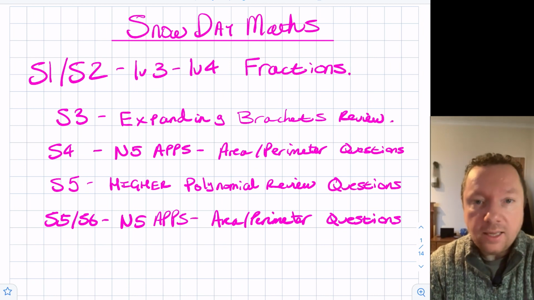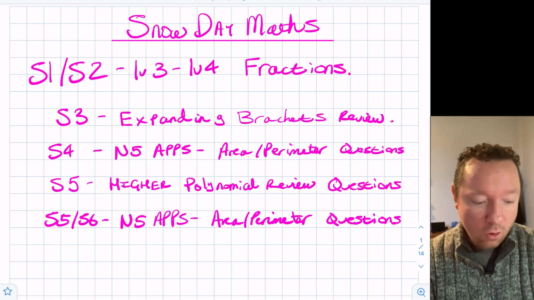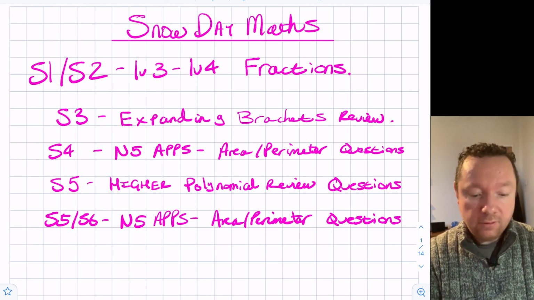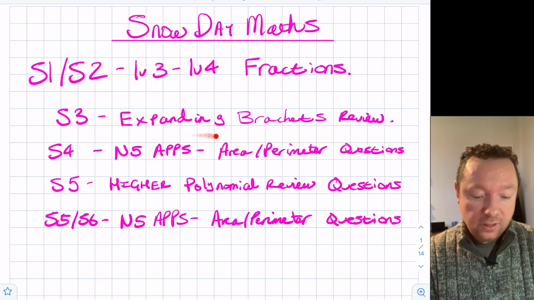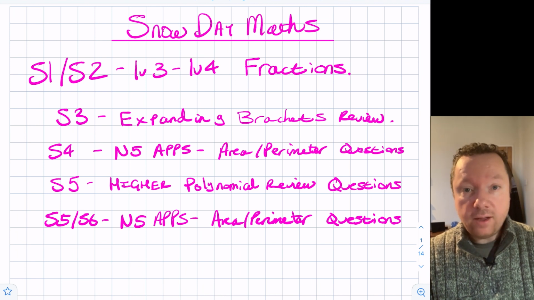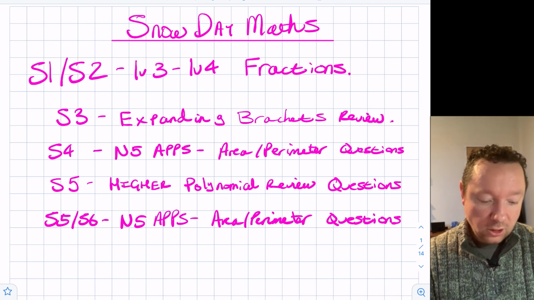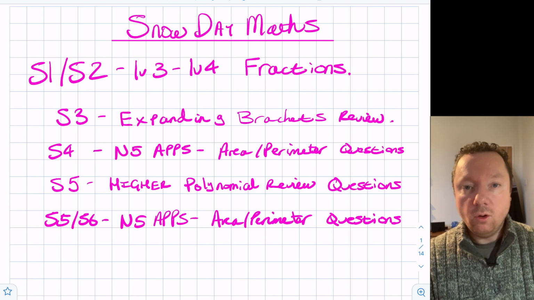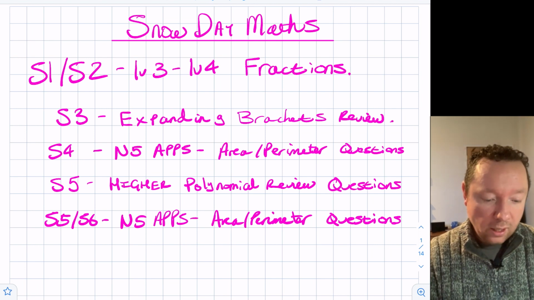So I've pitched this at a level for S1 and S2, level 3 and 4 fractions. S3, we're going to do expanding brackets review. S4, if you do National 5 Apps, or S5 and 6, even National 5 Apps, then we're going to look at area and perimeter questions, and for Higher we're going to look at some polynomial equations. So let's get started.